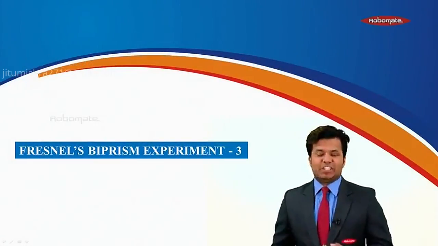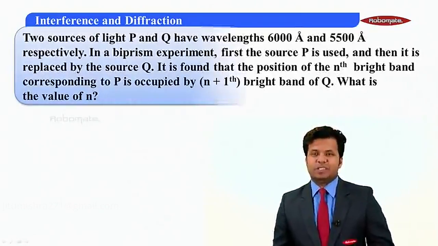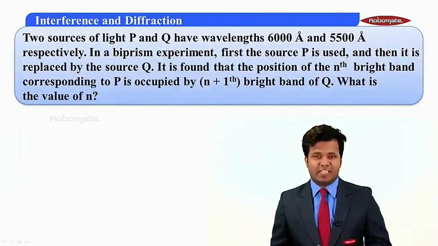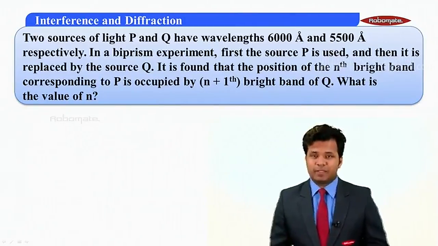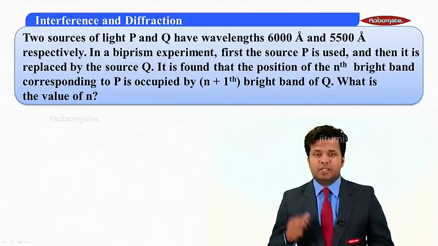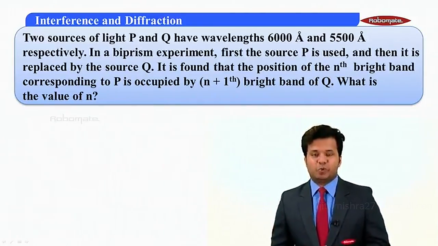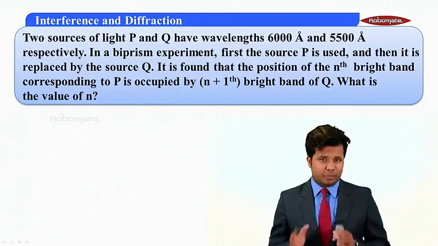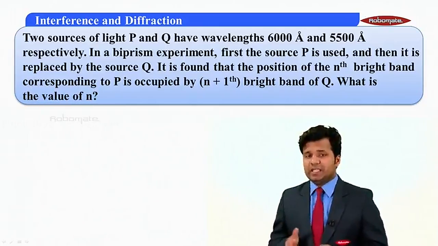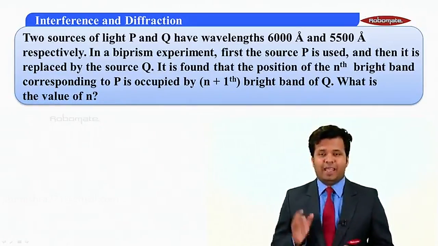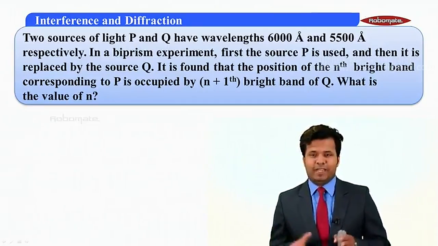So students, let us now continue with the Fresnel's biprism experiment. Here's the first question of this module. There are two sources, P and Q, having wavelengths 6000 angstrom and 5500 angstrom respectively. In the biprism experiment, the first source P is used and then it is replaced by the source Q. It is found that the position of the nth bright band corresponding to P is now occupied by the (n+1)th bright band of Q. What is the value of n?